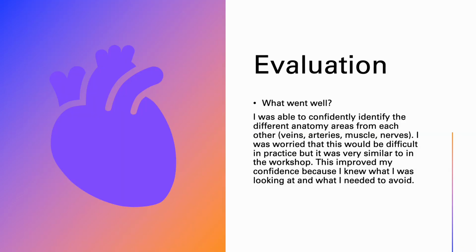In thinking about what I did well, I think I was able to identify the anatomy from each other quite well and distinguish the different parts, the veins, the arteries, the muscles, the nerves. I'm quite surprised that I was able to say, oh, that looks like an artery, it's pulsating, that's a vein, it's winking at me, that kind of thing. I was able to determine them from each other and isolate them. That was something that I was quite happy with, that I was able to look at the image and determine what I needed to find, and what I needed to avoid. So I was quite happy with that.